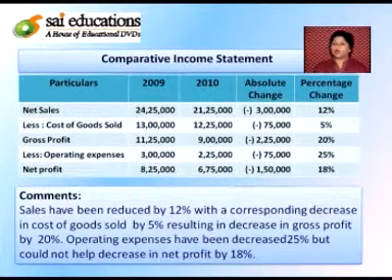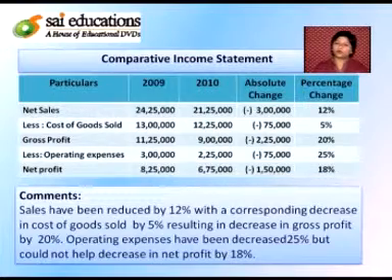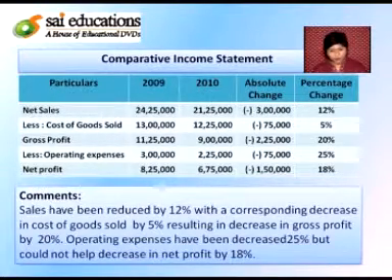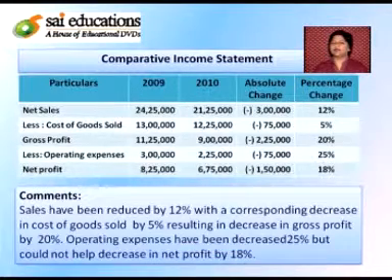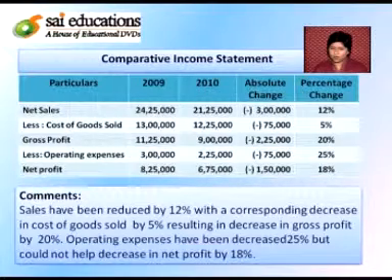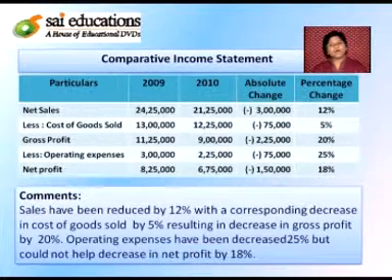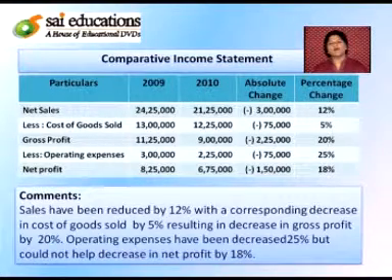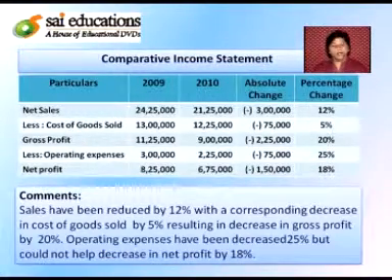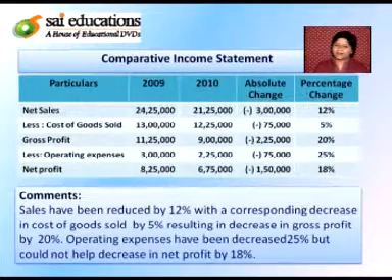In this case, the company was in a position to reduce its operating expenses by 25%, but even then, it could not help the reduction in the net profit. It means that the company is controlling the operating expenses, but company fails to control the downfall in the sales. So this is how the income statement is analyzed using comparative basis.